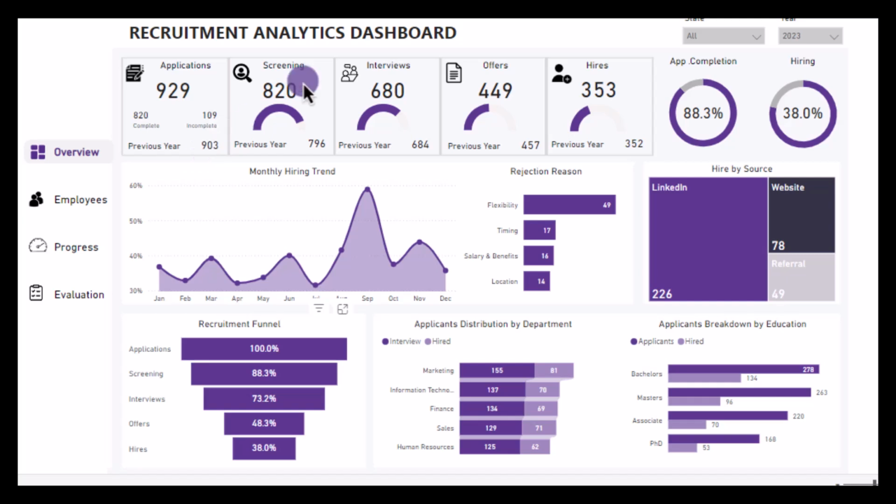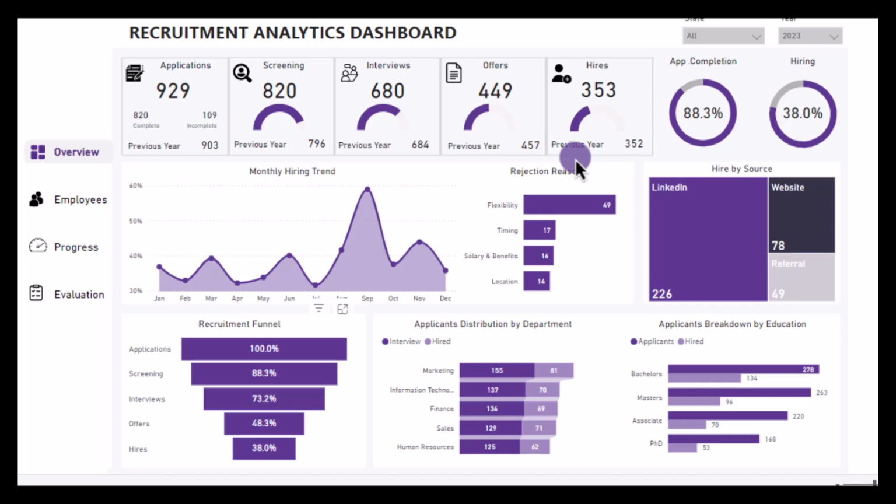Another card visual is screening, which displays the number of applicants that passed the screening stage, which is 820 compared to the previous year, which is 796. Moving forward, we have interviews, which indicates the number of candidates interviewed, which is 680, with the previous year's total being 684. Moving forward, we have offers, which shows us the number of job offers made compared to the number of previous years. And then we have another card visual which is hires. It shows us the number of candidates which were hired compared to the previous year.